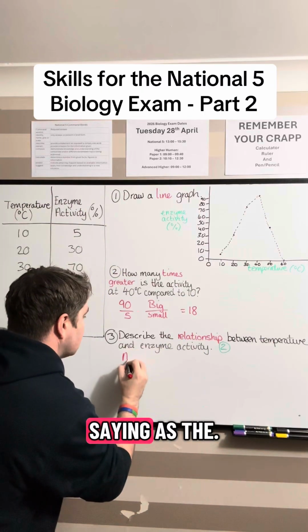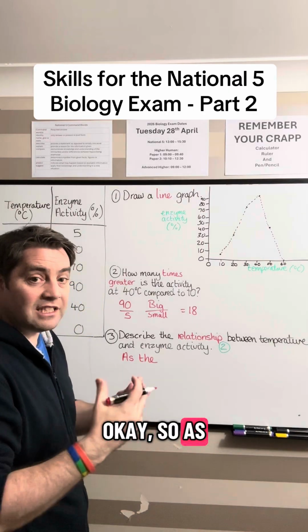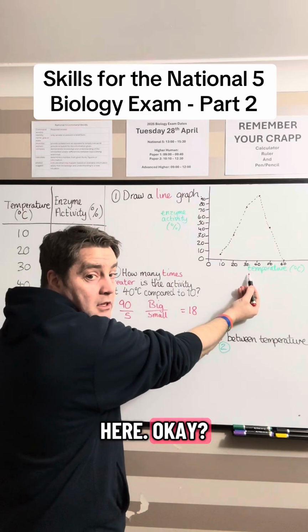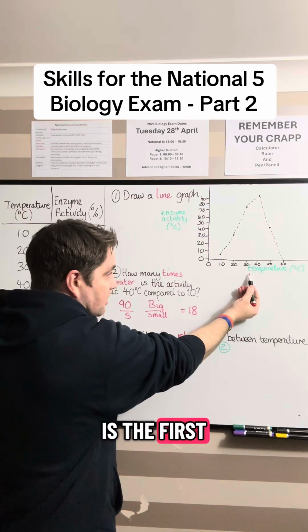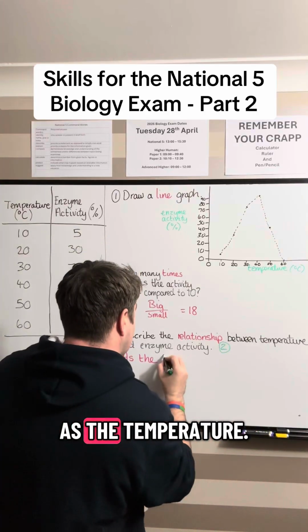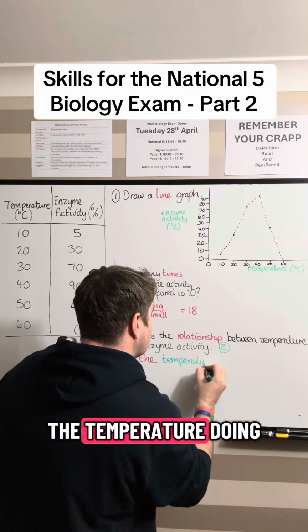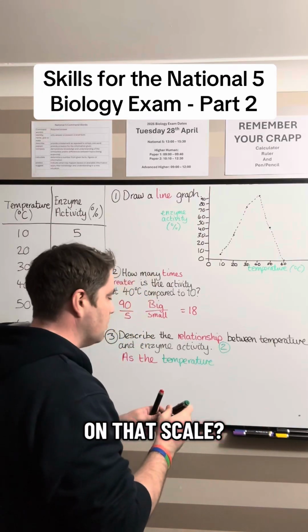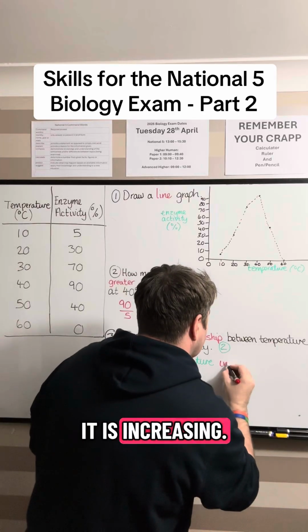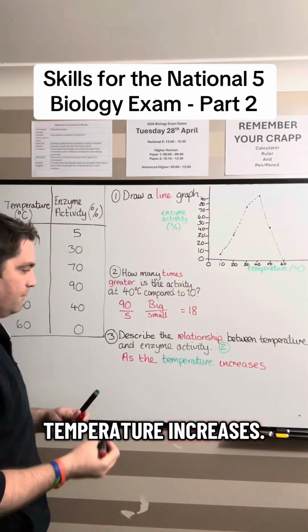Start off by saying, "As the," okay? So as the, and then we go to what's at the bottom of the graph. Whatever's at the bottom of your graph is the first thing that you're going to mention. So in this case we're going to say, as the temperature. Now what is the temperature doing on that scale? What's happening to it in the experiment? It is increasing. So, as the temperature increases.